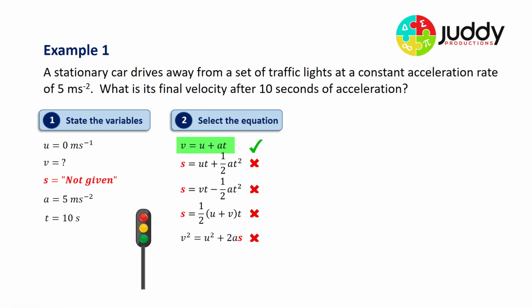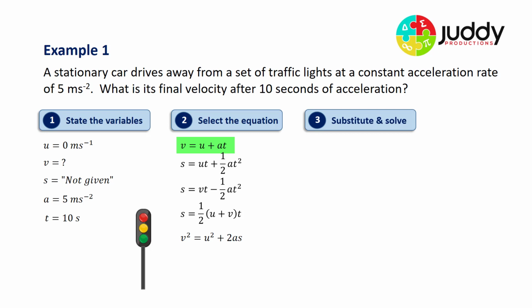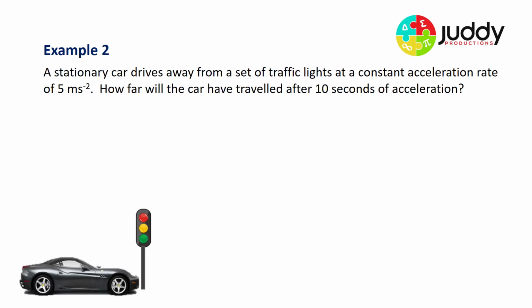Many students say, which particular equation do I use? And the truth is, there's only ever one equation that works for a given scenario. So let's substitute and solve. Here's our equation, V equals U plus AT. We substitute in our values. So V was the unknown, U was 0, A was 5, and T was 10. So when we have 0 plus 5 lots of 10, we end up with a final velocity of 50 meters per second. Simple setting out, simple calculation.